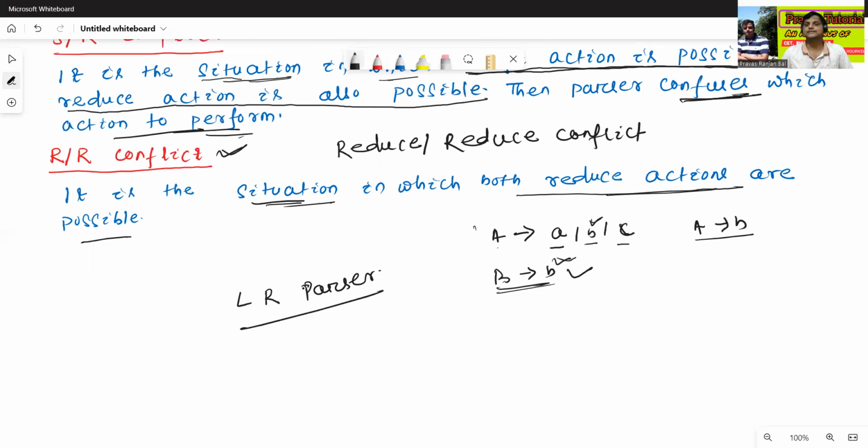So in the next class, we'll discuss the ALR parser. What is the meaning of ALR parser?